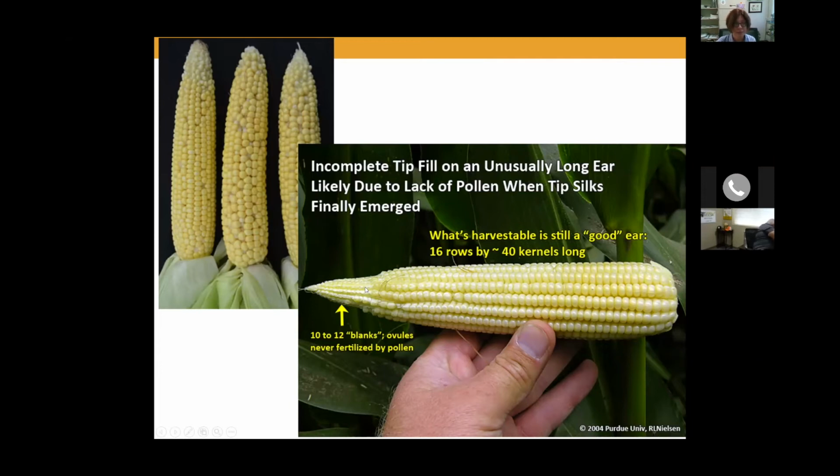Sometimes with insect clipping, we'll see kind of random missing kernels. This is an example here that we're pretty sure was attributed to silk clipping. And so it's not necessarily at the tip of the ear, it's just random silks, wherever they were clipped by the insects.